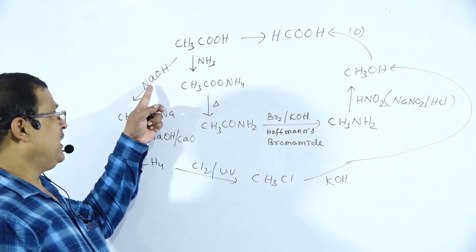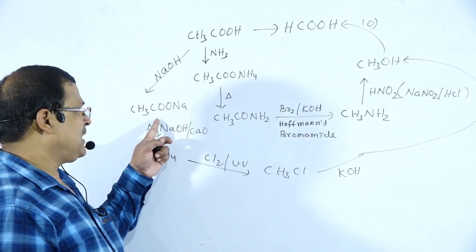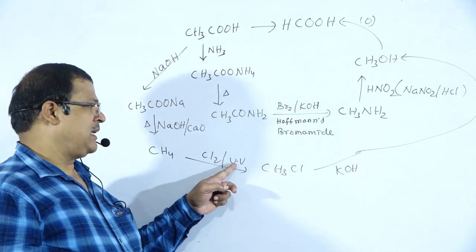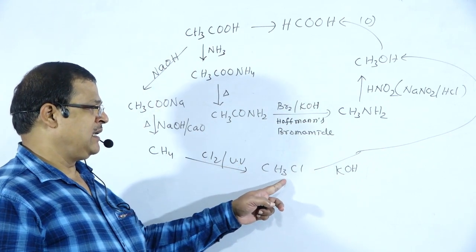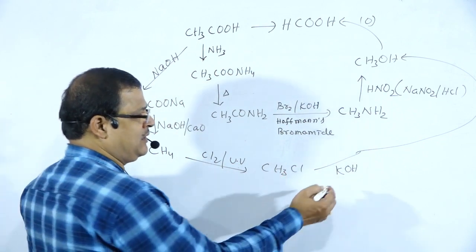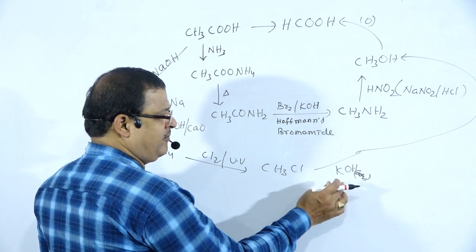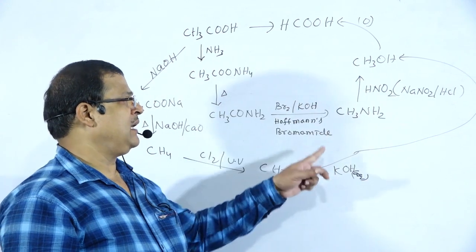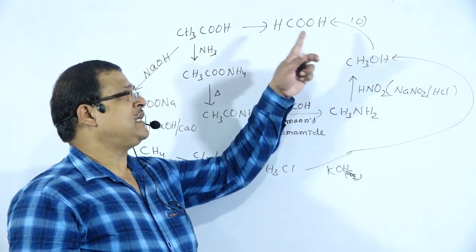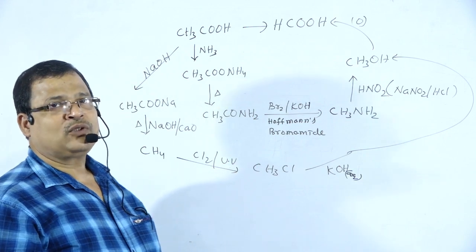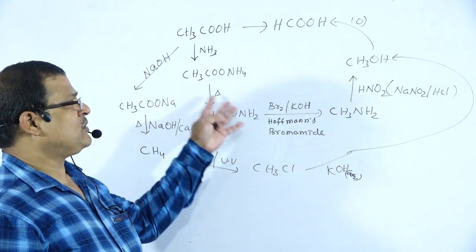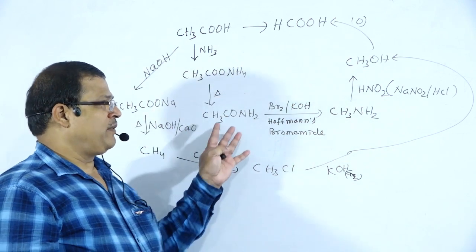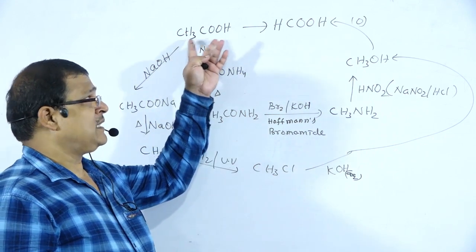Acetic acid forms sodium acetate, which is heated with soda lime to form methane, which is treated with chlorine in presence of UV to form CH3Cl. This CH3Cl is treated with aqueous KOH, not alcoholic, to form CH3OH, that is methyl alcohol, and methyl alcohol is oxidized to form formic acid. So these are the two methods. Either you can proceed in this manner or in that manner, but this will be the most preferred one. So these are the two methods for the conversion of acetic acid to formic acid.